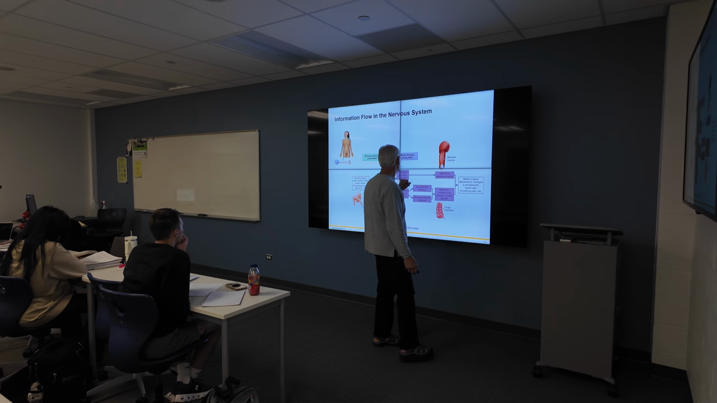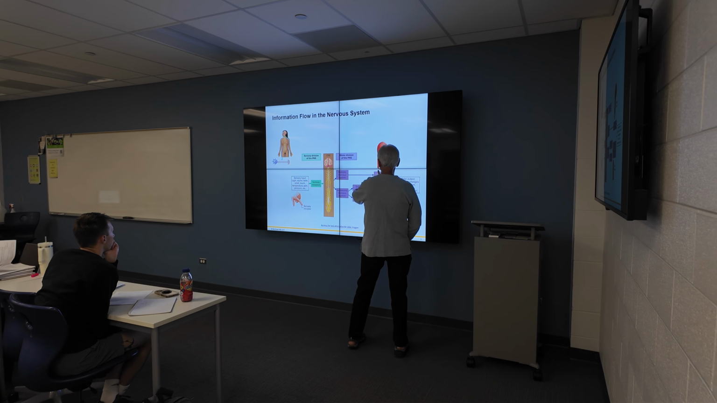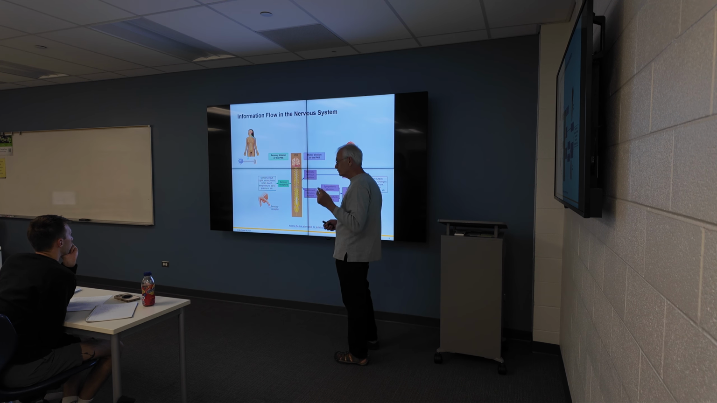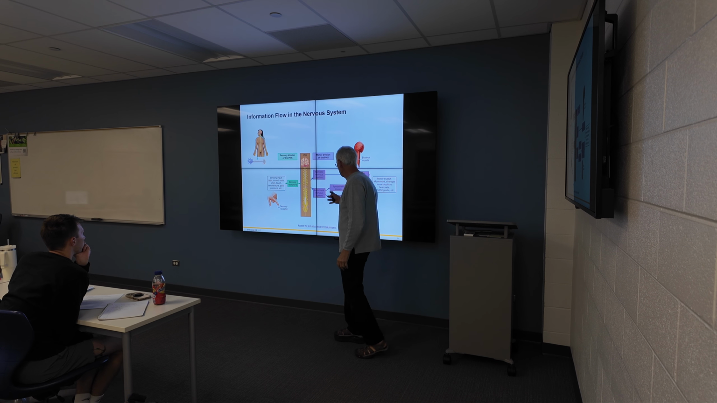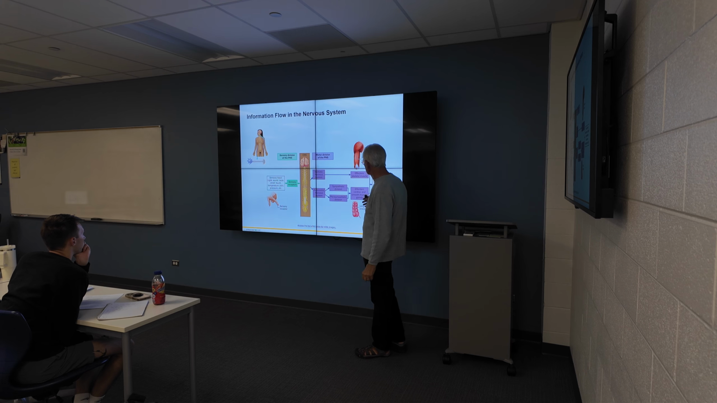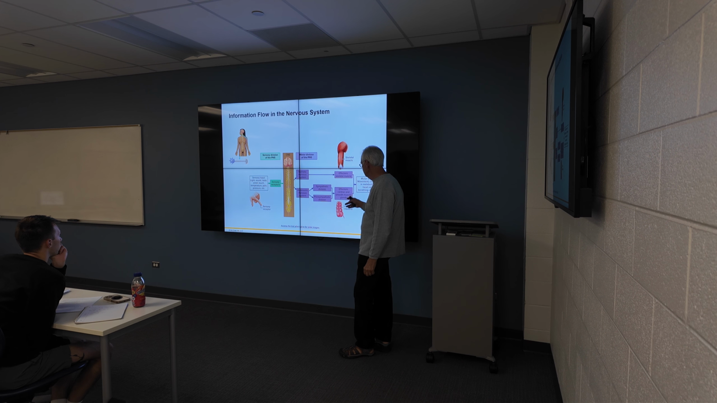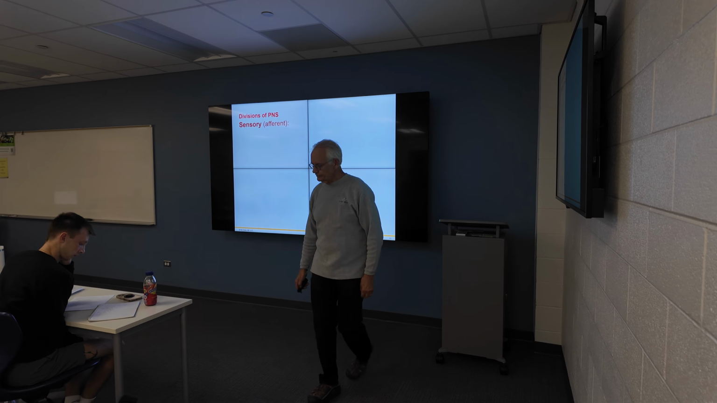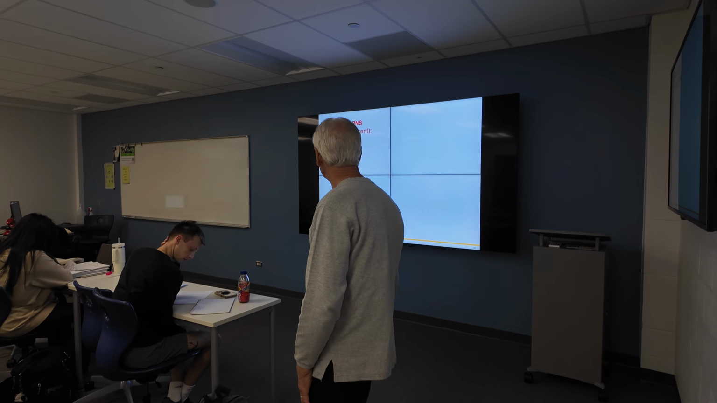And then we have the motor division. Here's the somatic, that's going to go just to the skeletal muscle. Soma, skeletal, soma, skeletal, okay? Lock that in someplace. And then we have autonomic, sympathetic, and parasympathetic. The effectors are cardiac, smooth muscles, and the glands here.